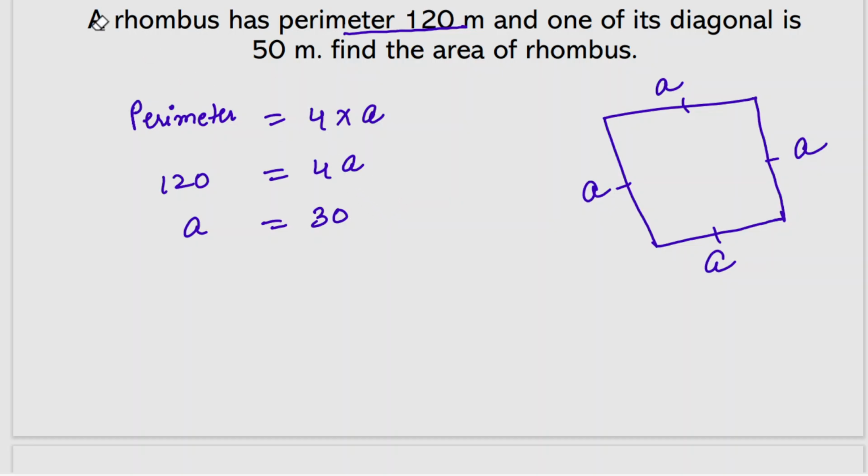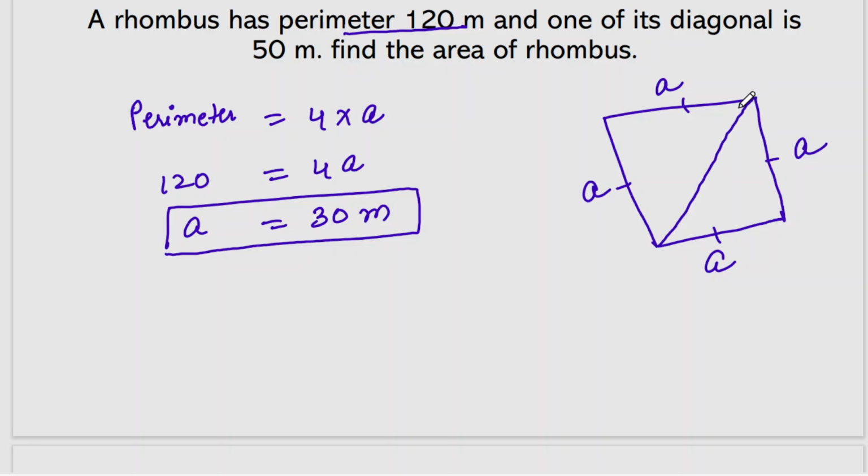Let us write it as a meter. Okay. Now we have got the value of A. Now one of its diagonals is 50 meter. One of its diagonals is given as 50 meter.